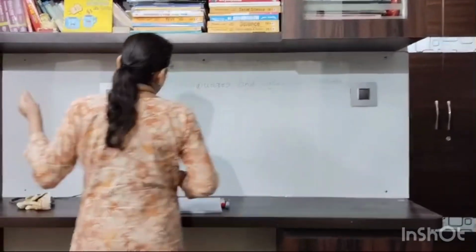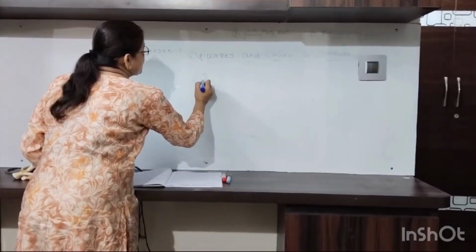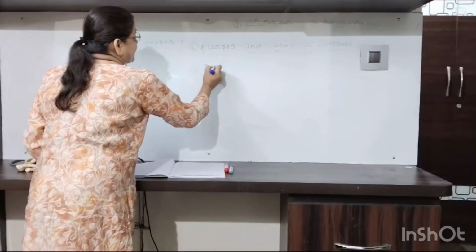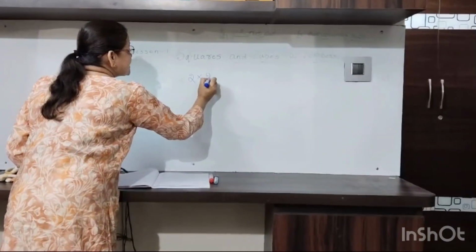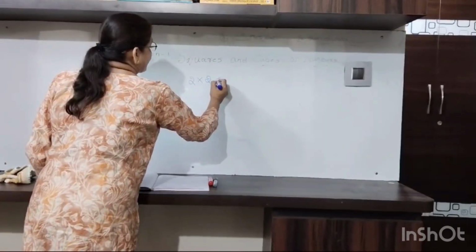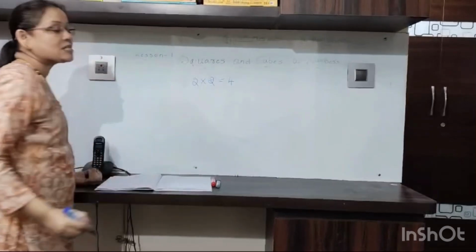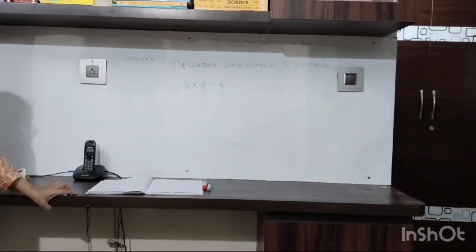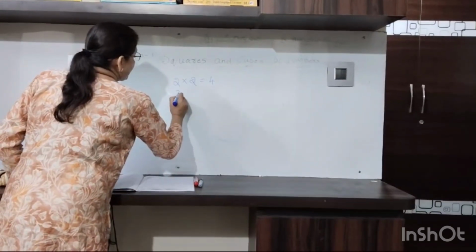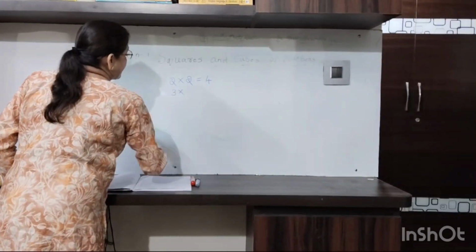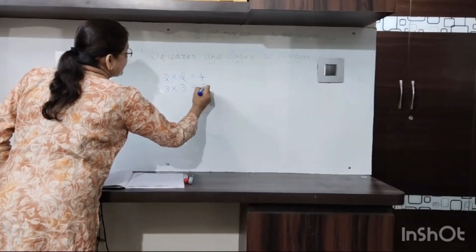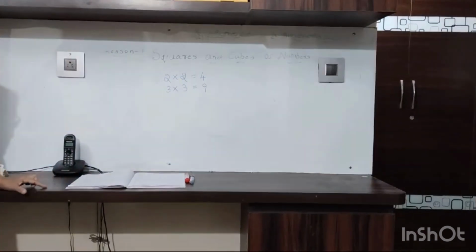So, let me take a number as 2. When this number is multiplied by itself, meaning the same number, the answer we get, that is 4, is the square of the number. So this is like this. Let me take one more example. When a number is multiplied by itself, it is called the square of the number.